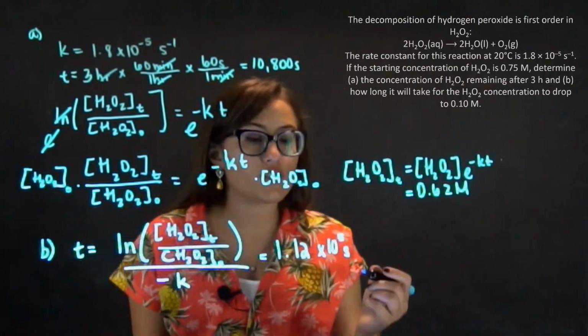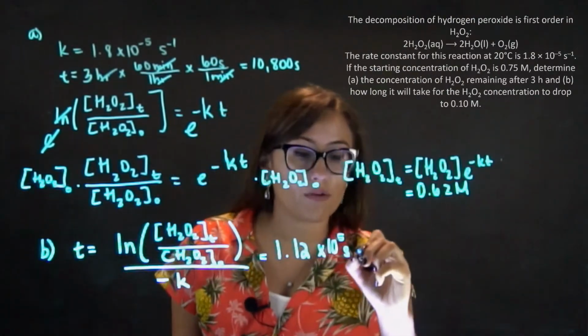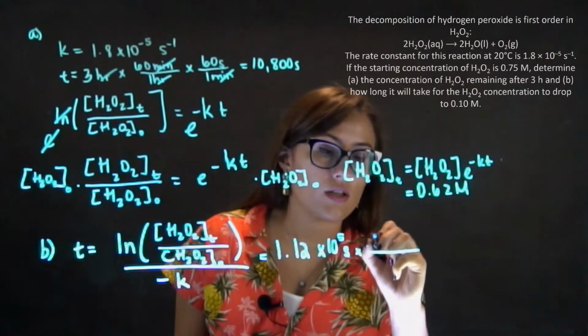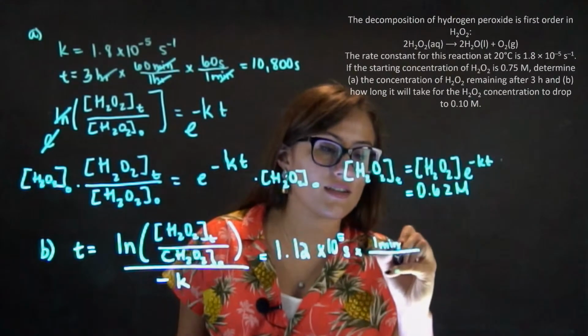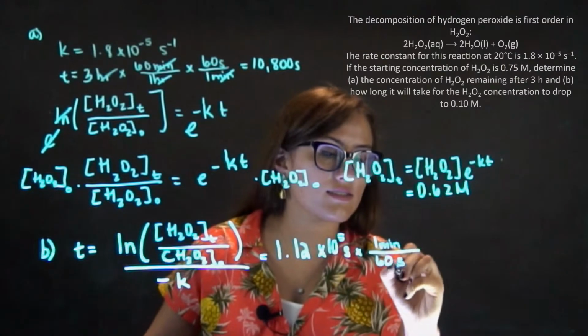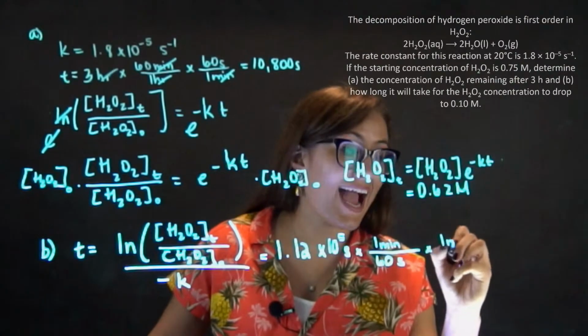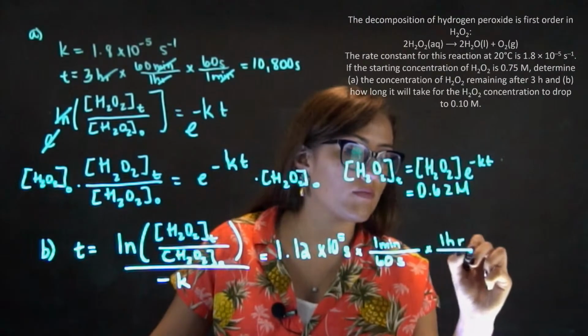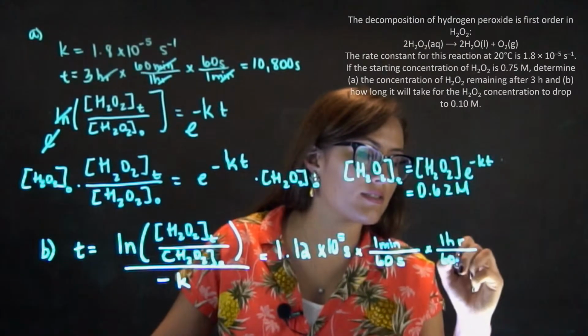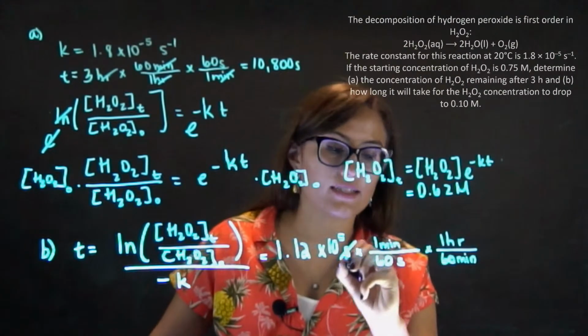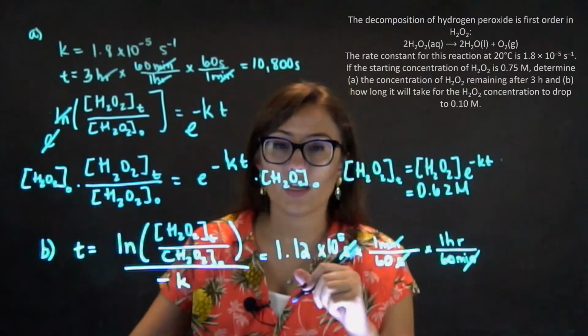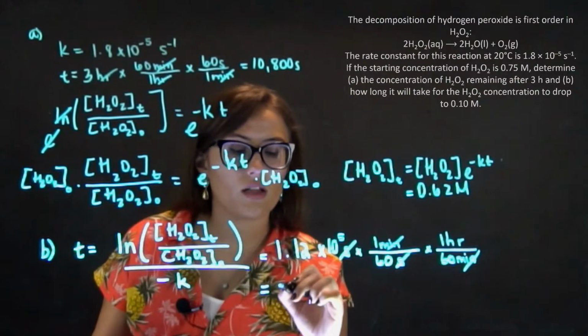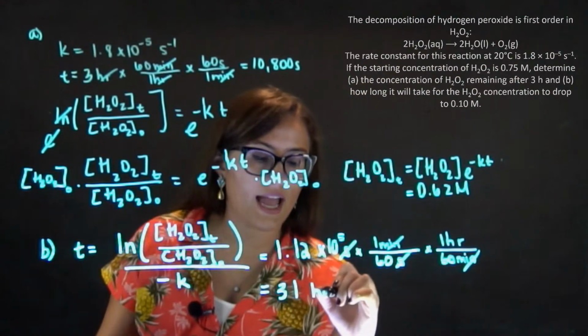And we can convert this to hours by doing the same thing that we did before. In 1 minute, there are 60 seconds. In 1 hour, there are 60 minutes. Seconds and seconds, minutes and minutes cancel. And we end up getting this equating to 31 hours.